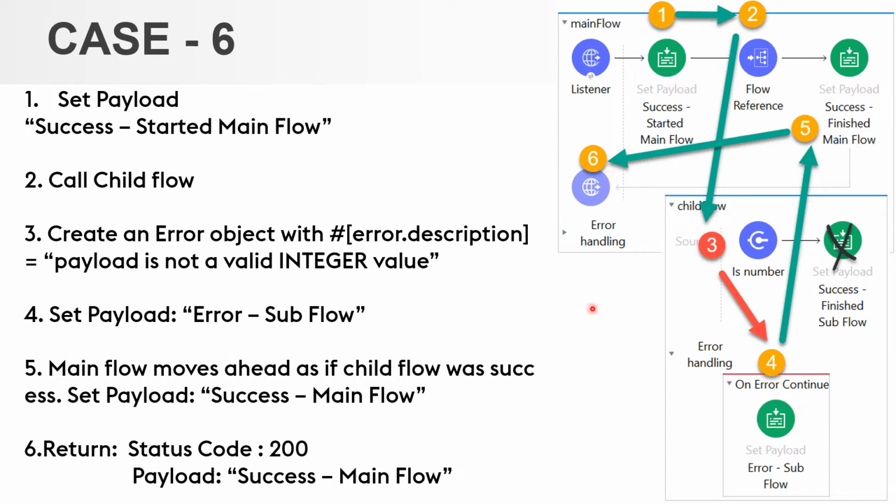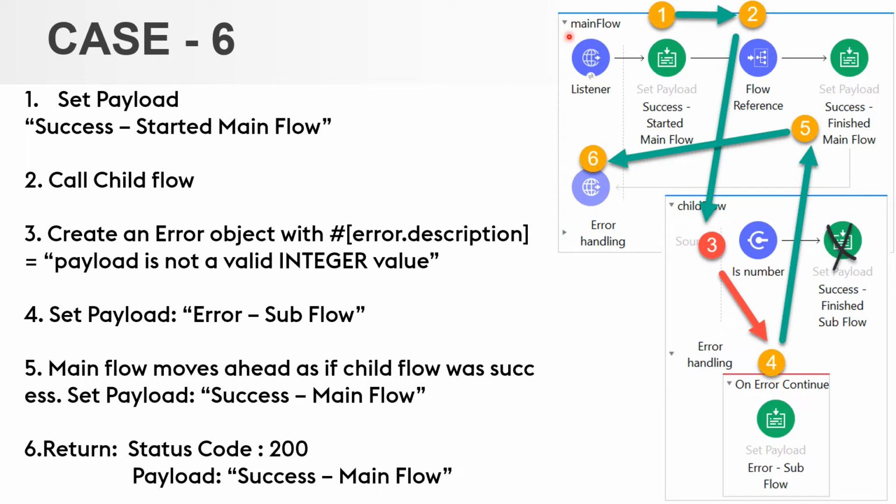It means what we are sending back is 200 status code, and we will be setting payload to error subflow. But now where will control go? Will it go to client? No, because your main flow is calling your child flow and it is waiting for status code.